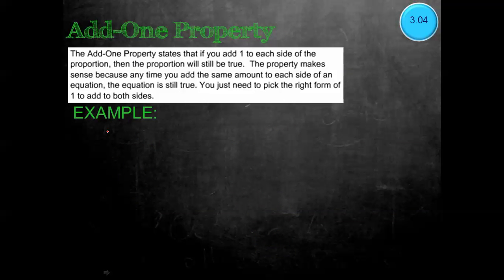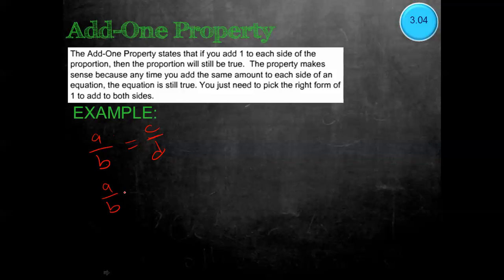The add 1 property states that if you add 1 to each side of the proportion, then the proportion will still be true, okay? Now, what that doesn't mean is that you're adding just 1 to the top, it doesn't mean A plus 1 over B, like if we were just going to add the number 1, okay? Although that would work. But how this looks with variables, okay?